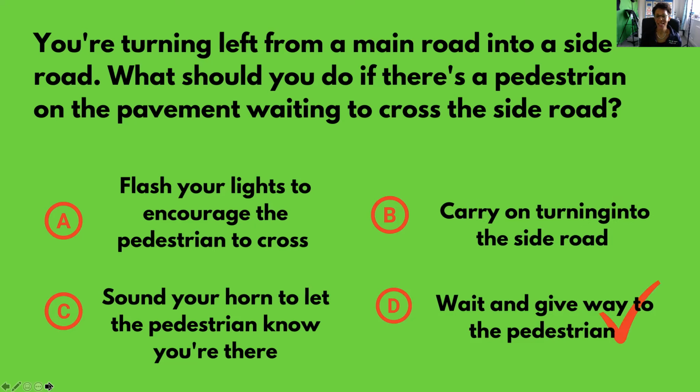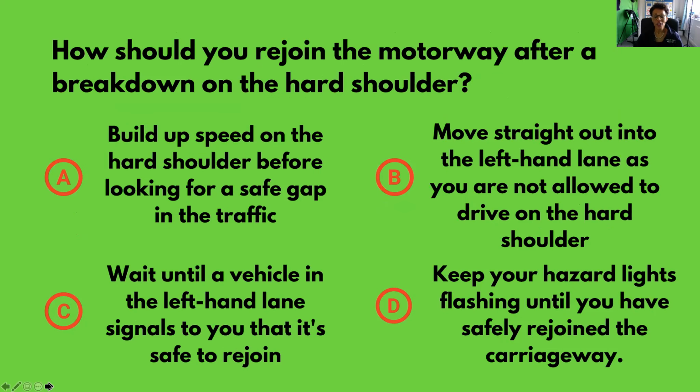And the correct answer here is wait and give way to the pedestrian. How are you doing? Next question. How should you rejoin the motorway after a breakdown on the hard shoulder? A, build up speed on the hard shoulder before looking for a safe gap in the traffic. B, move straight out into the left-hand lane as you are not allowed to drive on the hard shoulder.